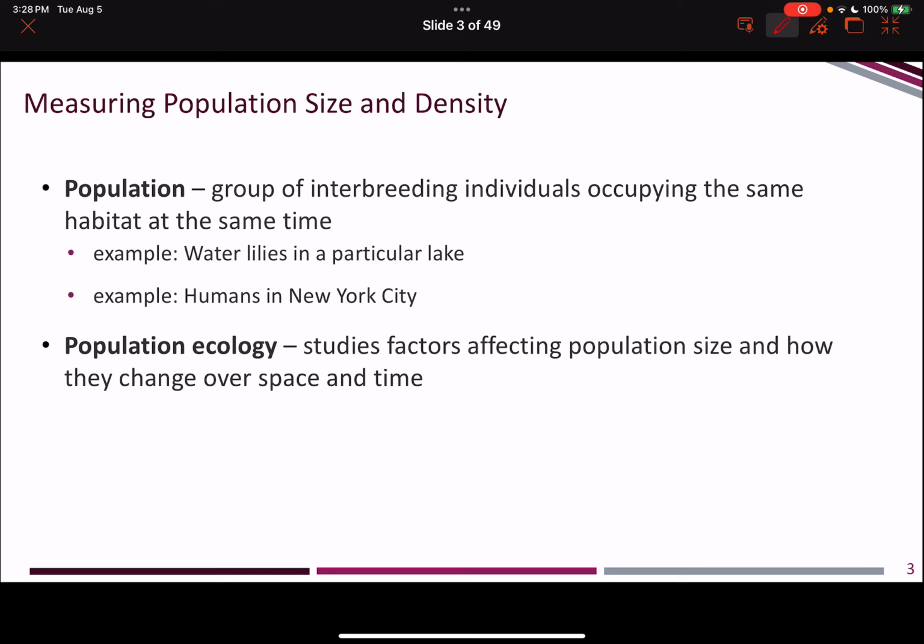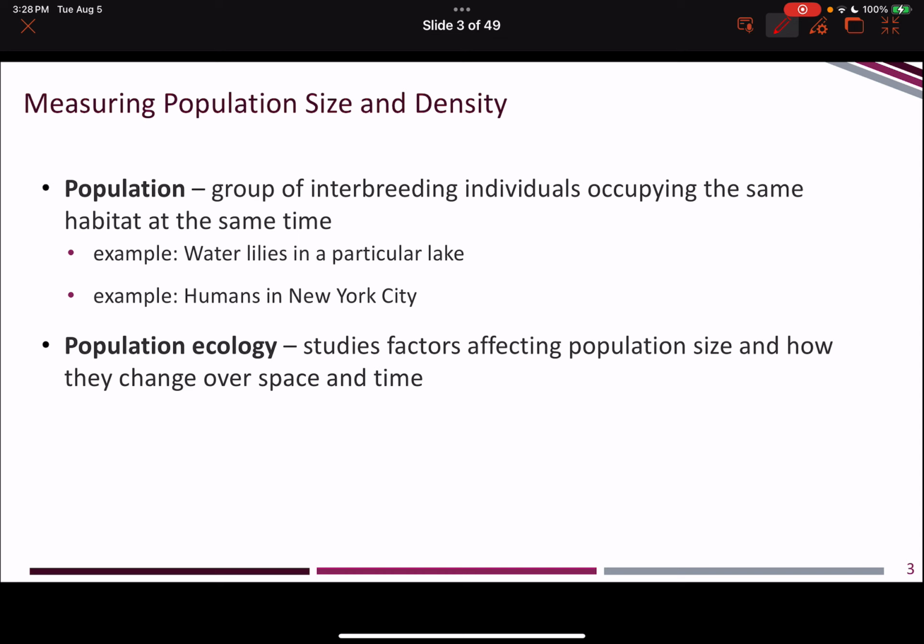So the very first thing we need to do is define what we're talking about. So we are talking about population level ecology. So we need to start off by defining a population. And again, this might be a repeat for you if we've already done evolution. It might be a repeat for you from Biology 101 when we absolutely talked about evolution and populations.